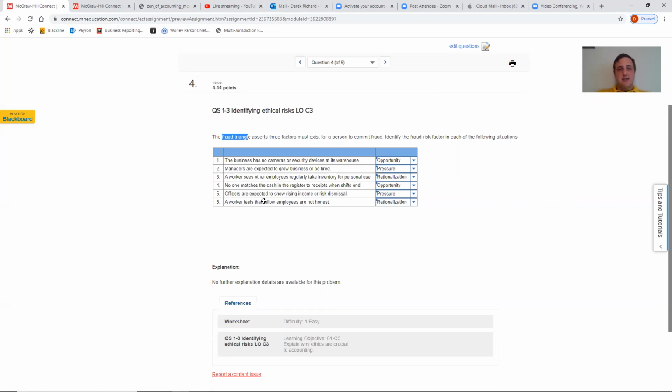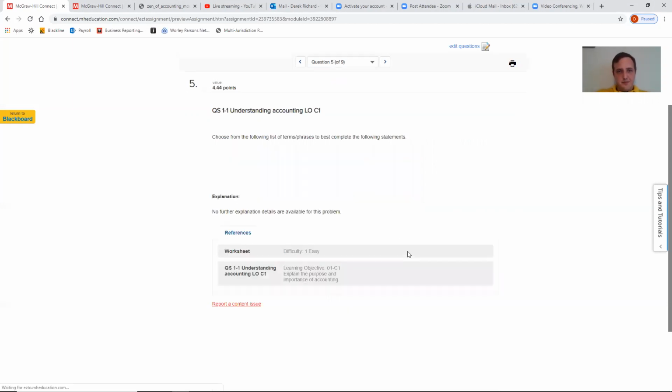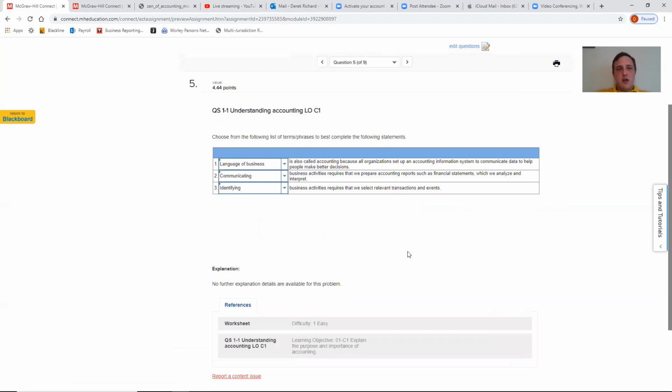Officers are expected to show rising income or risk dismissal. Again, risk dismissal, that's pressure. And a worker feels that fellow employees are not honest. Well, again, if no one else is being honest, why do I have to be? It's a rationalization. So again, these are just matching up definitions. Again, flashcards are the best way.